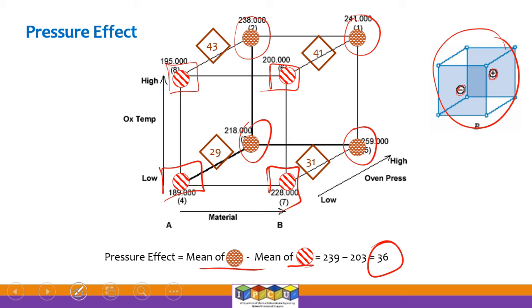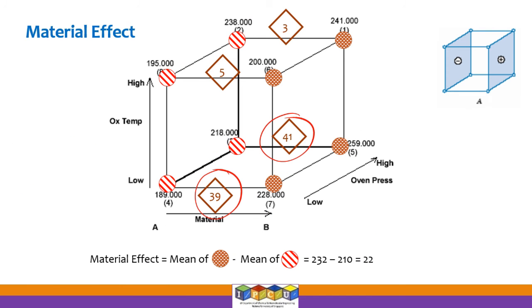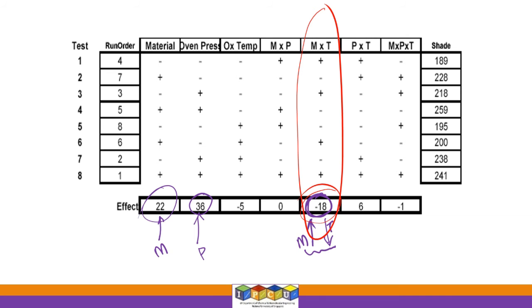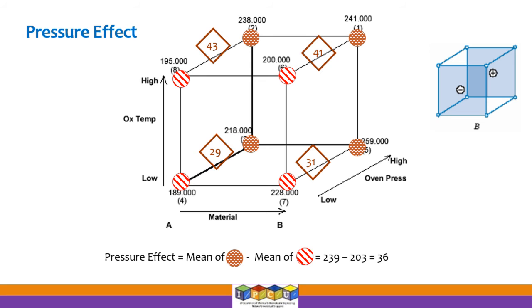Okay, so you get the pressure effect to be 36, and that is exactly what we saw from the table. And if you take paired-wise differences again, the difference between this experiment and this experiment is only in the pressure. It is not in the other 2 variables, which are the oxidation temperature and the material. Material is A for both these experiments. Oxidation temperature is low for both. The only difference between these 2 experiments is the oven pressure.